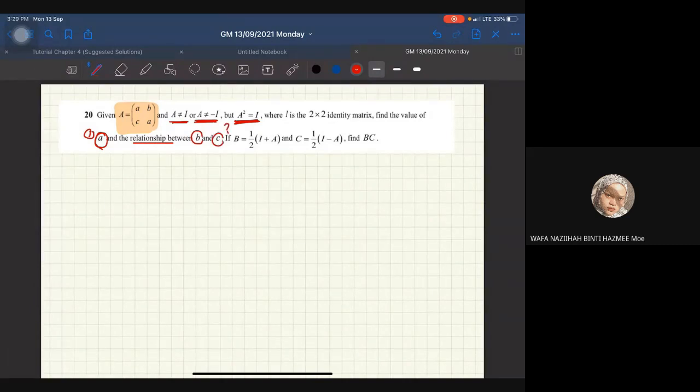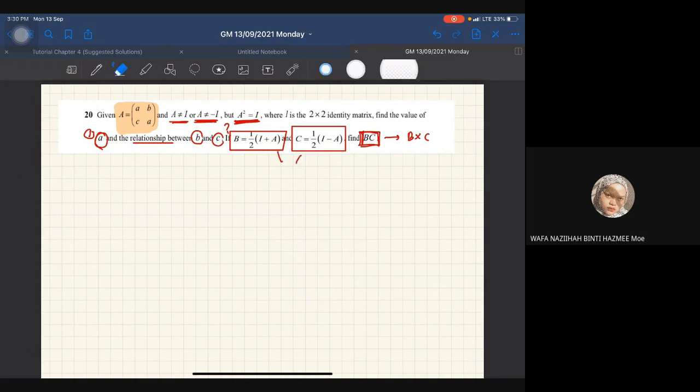Okay, so sambung lagi. Dia cakap if B is equals to this one and C is equals to this one, find BC. Okay, so dia dah bagi kita formula B and also formula C. So awak just darabkan je nanti. Maksudnya awak buat je B darab C berdasarkan dua yang awak dah dapat ni. Okay, so first kita kena cari dulu what is A. So macam mana, apa idea awak nak cari A tu?